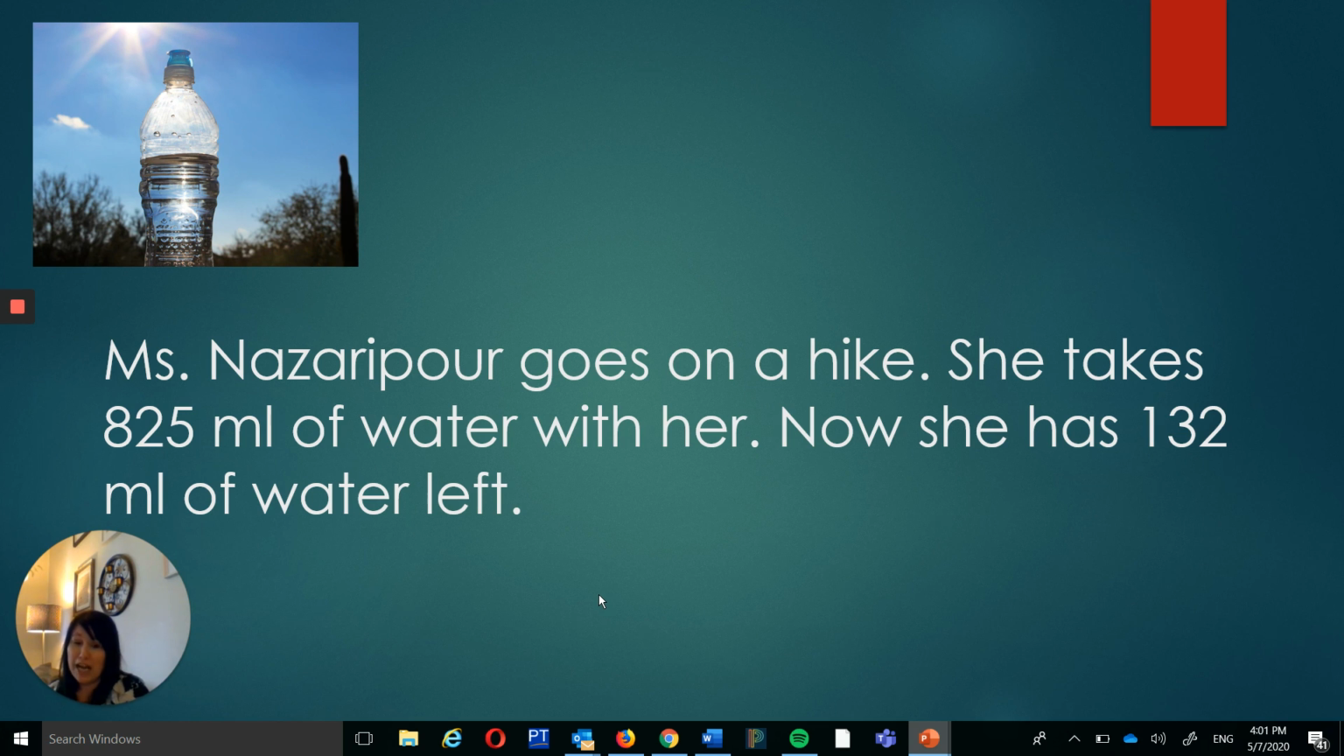Miss Mazaripour goes on a hike. She takes 825 milliliters of water with her. Now she has 132 milliliters of water left. Okay, third graders, think about it. We already know that I had 825 milliliters of water at the beginning of my hike. What new information did we learn?